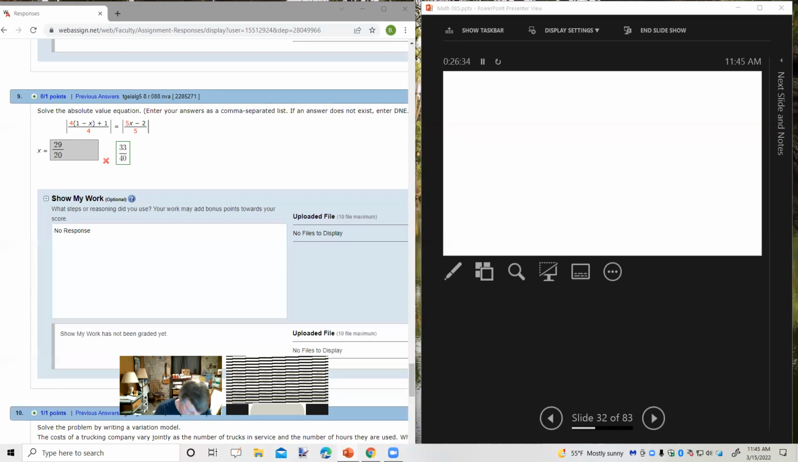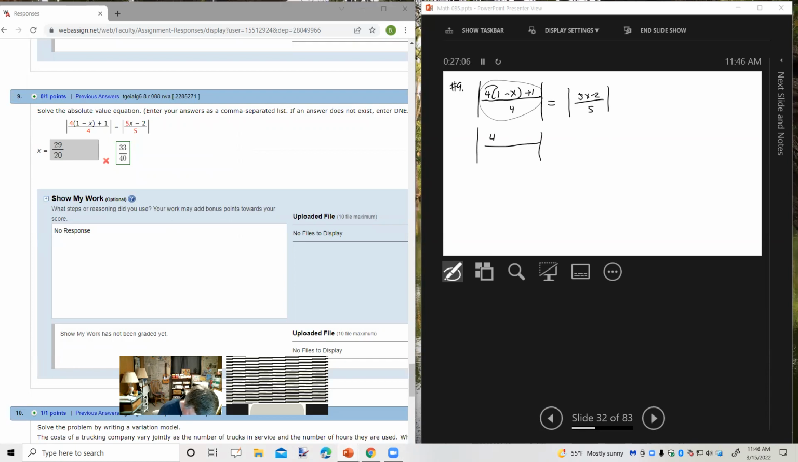Okay, number 9. Absolute value equals absolute value: 4 times (1 minus x) plus 1 over 4 equals 5x minus 2 over 5. The first thing that I would do, just because it makes it a whole lot easier, is simplify what's inside of that absolute value. So let's do that.